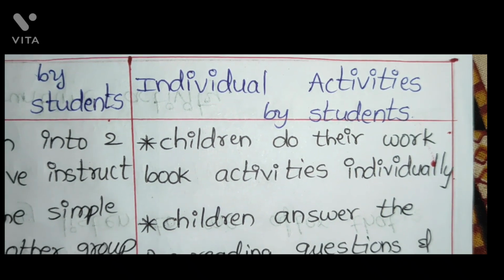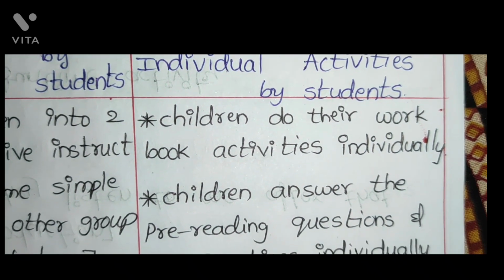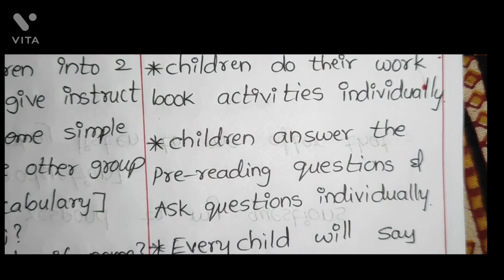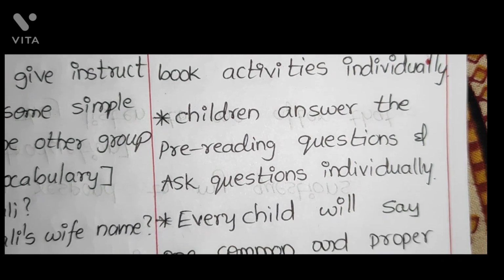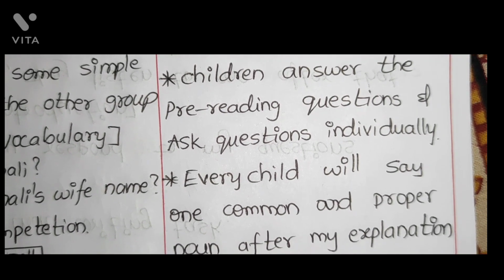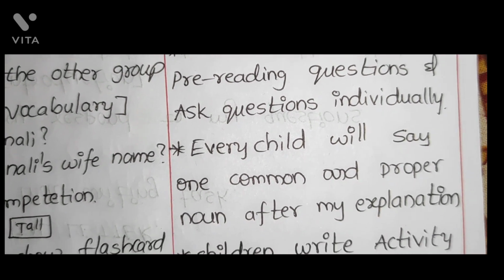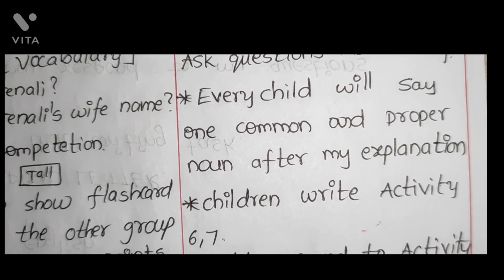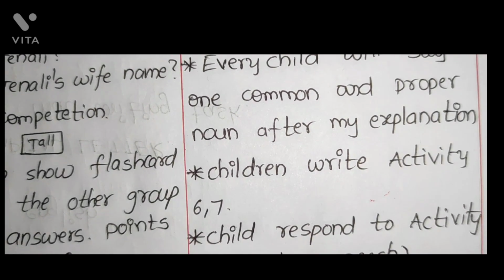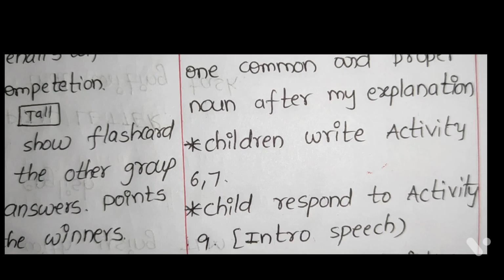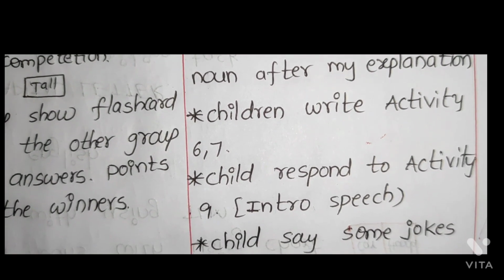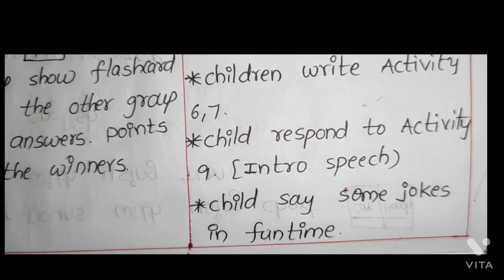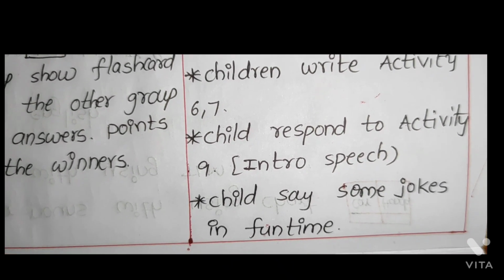Next, individual activities by students. Children do their workbook activities individually. Every child will say one common and one proper noun after my explanation. This is an individual task. Children write the activity. Children respond to the activity, intro speech after listening and responding. A child says some jokes in the fun time activity. These are the individual activities for children.